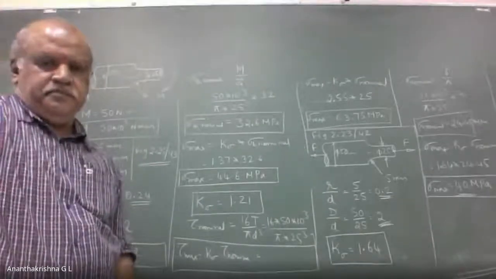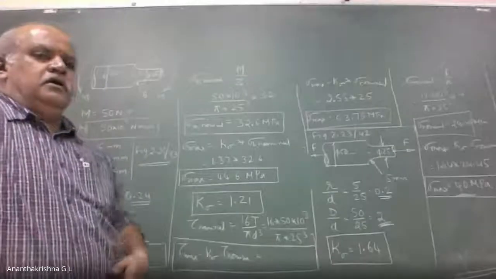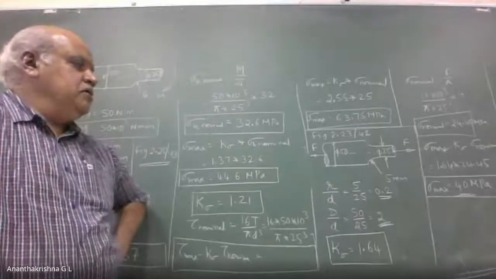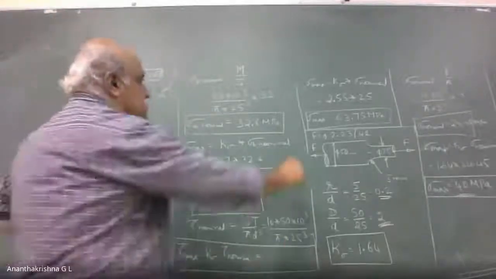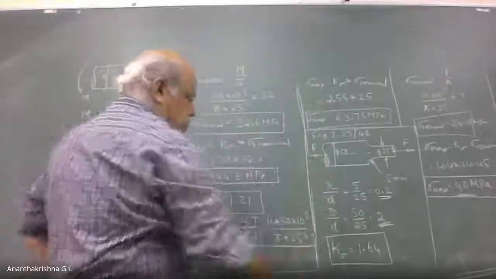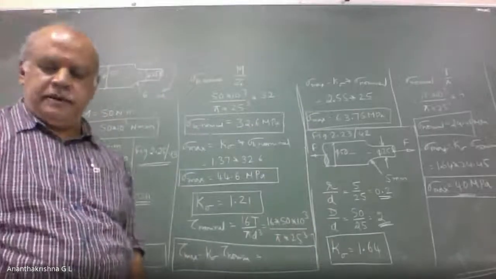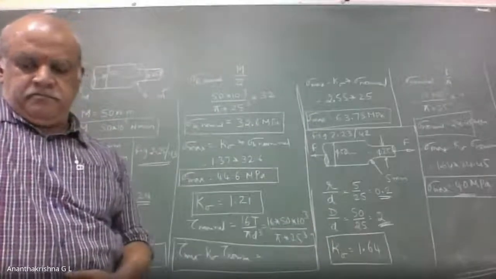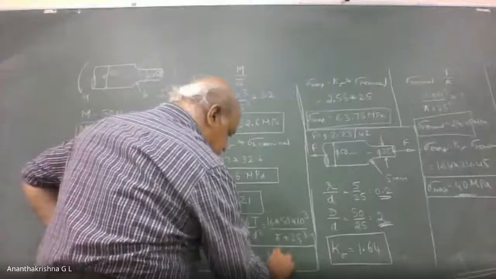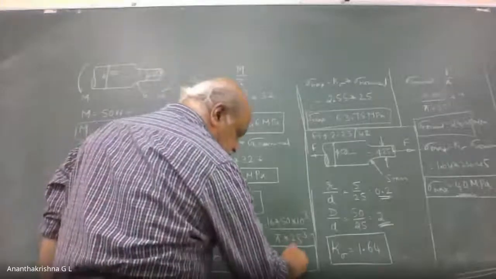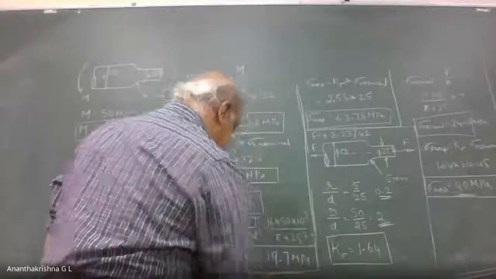1.21 is correct. Others, please look into the data handbook and confirm. Yeah, I need tau max. 19.72 megapascals. Excellent. 19.72, correct? Yes, sir. 19.7 megapascal is the maximum stress.